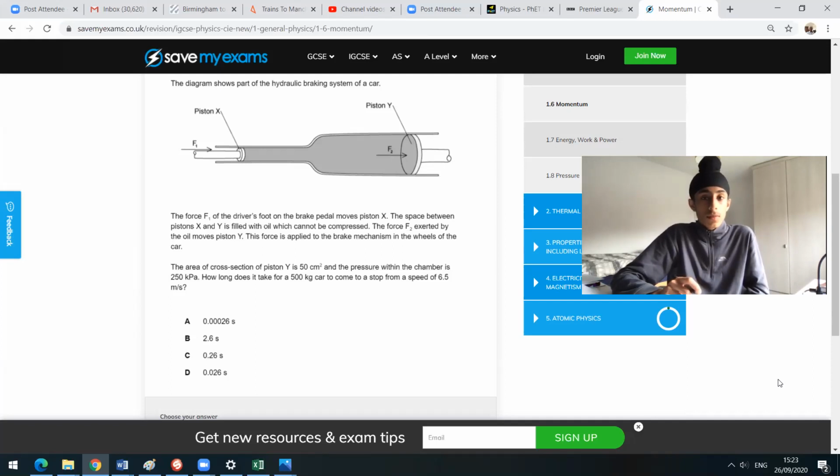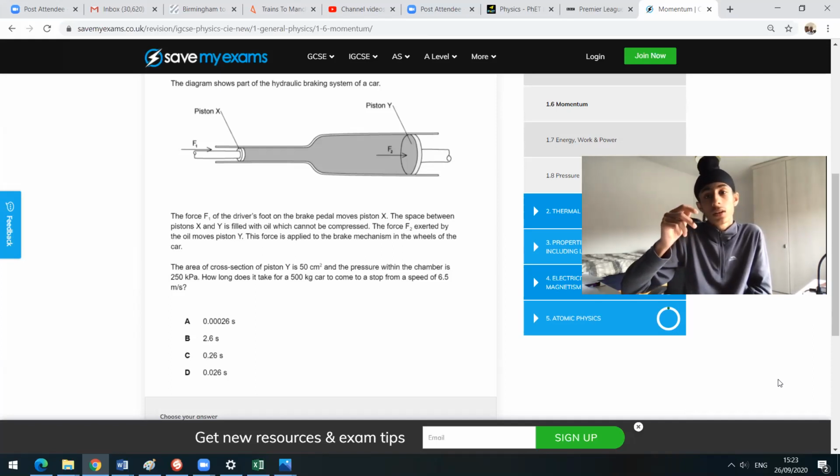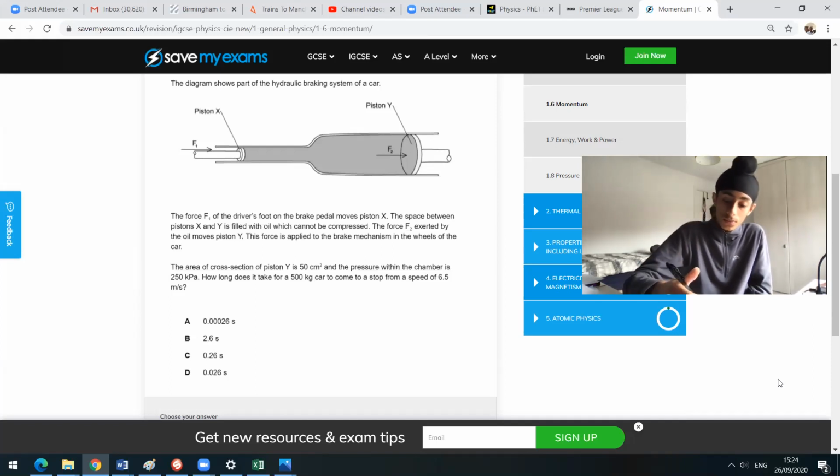Any luck with that one, Jay? I was just going to ask, is there a formula for pressure? Yes, pressure is force divided by area. Okay, so high pressure equals force divided by area. Correct, nice.